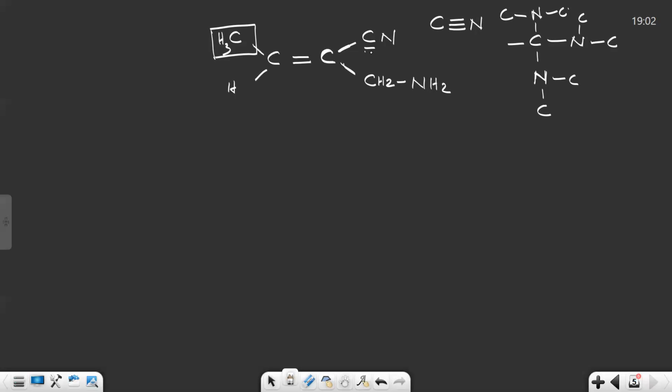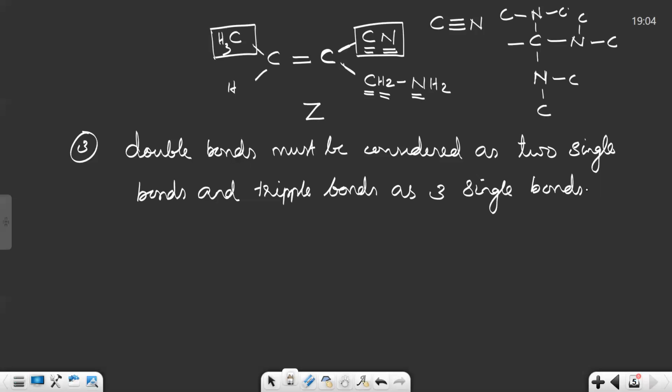So consider the right side carbon now. It is attached with two carbon atoms, so there's a tie. When you move to the next element, this is nitrogen. So carbon is attached to three nitrogen atoms. Here it is with two hydrogens and one nitrogen. So this one has the higher priority. So high priority groups are on the same side. So it's another example for Z isomer. So rule number 3: double bonds must be considered as two single bonds and triple bonds as three single bonds.